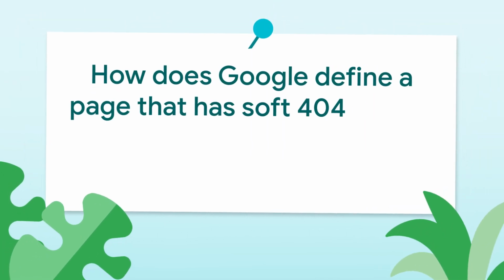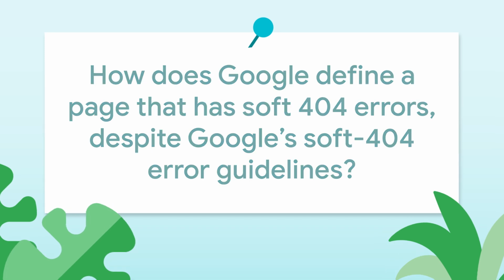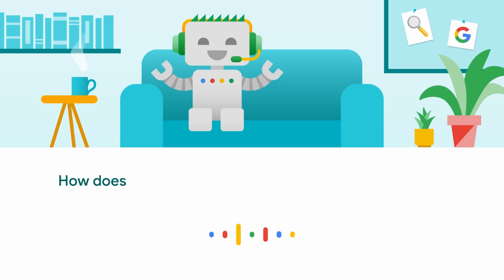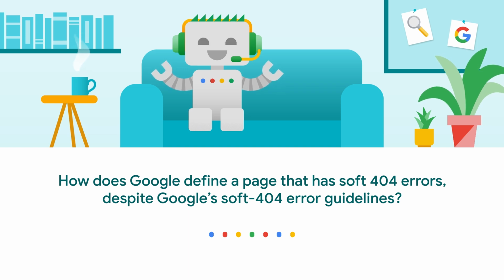Rajiv is asking, how does Google define a page that has soft 404 errors, despite Google's soft 404 error guidelines? Hey Rajiv, soft 404 errors usually appear when there's some kind of error happening. For example, if it's missing some resource that should be loading on the page but isn't, which ends up looking very similar to a 404 page. Or it could be that some error string is appearing when the resource fails to load.